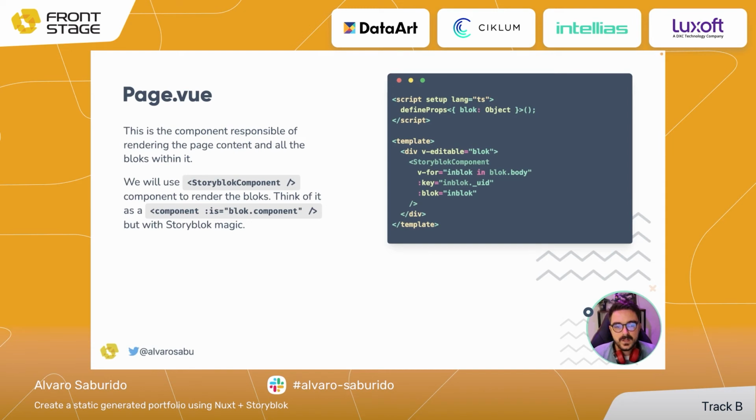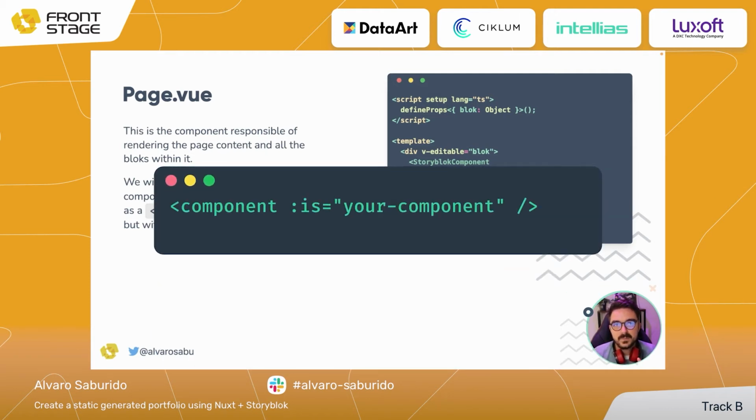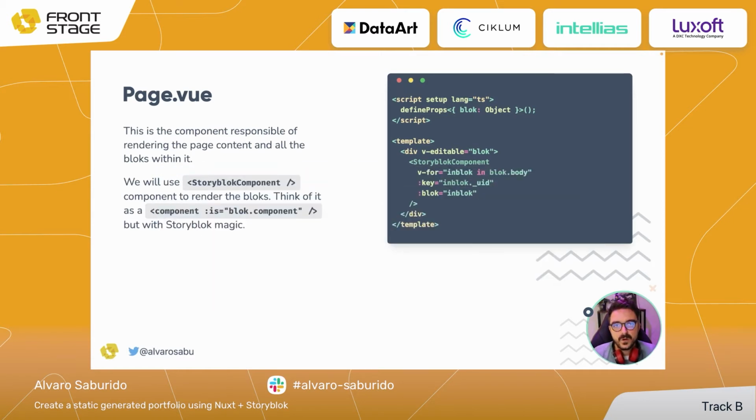We will use a default component that comes with the SDK called StoryblokComponent. Think of it as a fancy way of using component or dynamic components, but with everything ready to go for Storyblok. And also this directive here that allows you to automatically sync your instance with the Storyblok changes in the visual editor. Also notice that we're passing a prop called block. And inside that, we are going to iterate the body, remember the body from the visual editor, and insert each one of the blocks available. So if we add a hero component, we're going to get the page and the hero component inside.